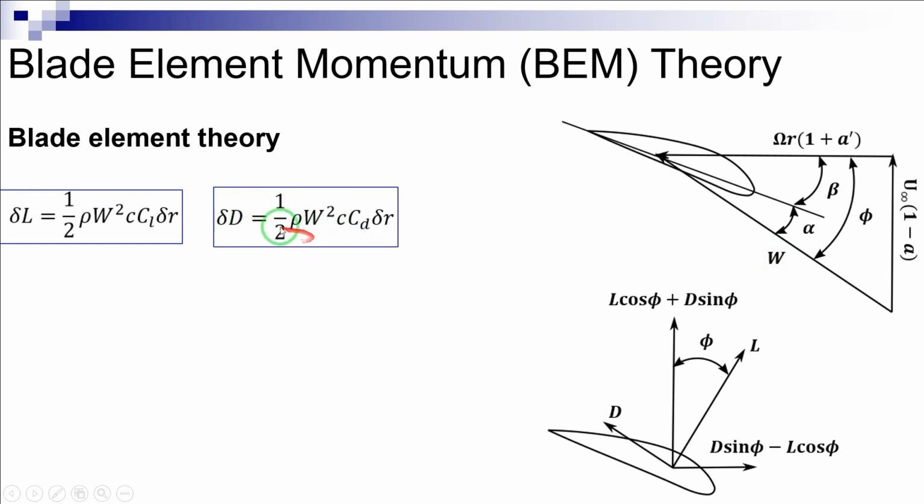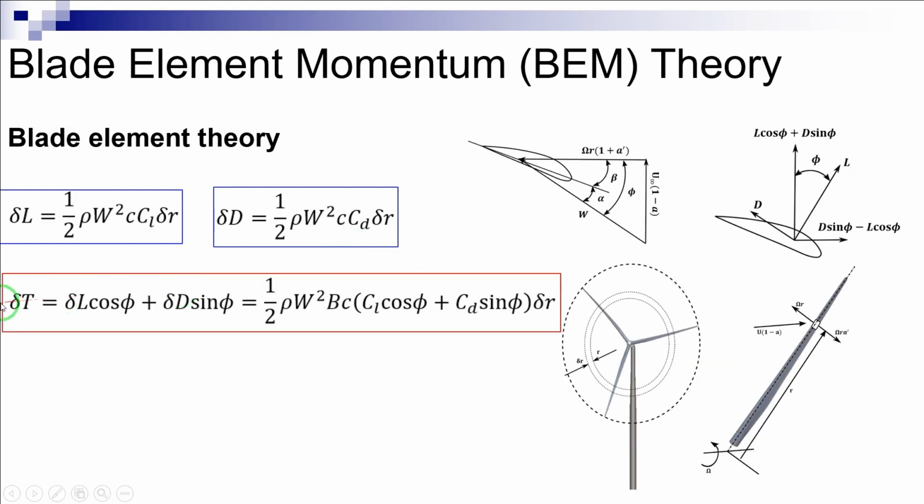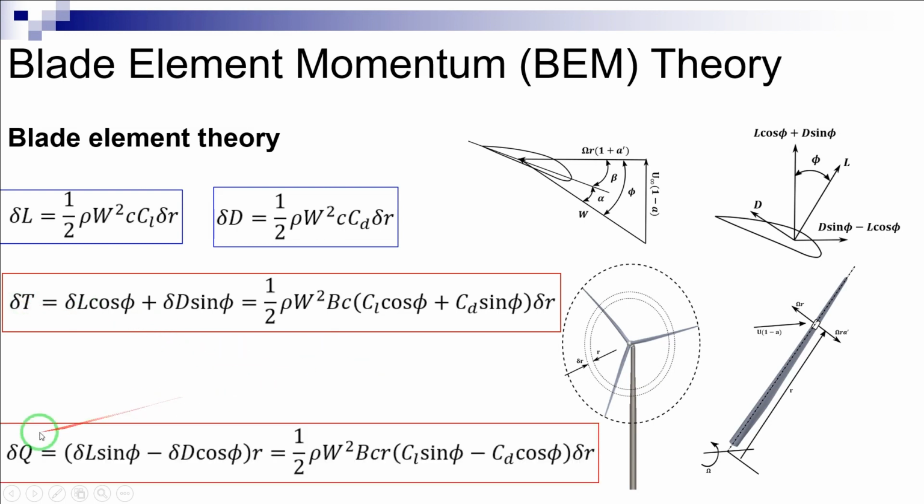this equation, delta D. Thus, the axial thrust force acting on an annular ring of the actuator disk is calculated using this equation based on the lift and drag forces, delta T, as shown here. In the same manner, the torque acting on an annular ring of the actuator disk, delta Q, is estimated based on the lift and drag forces acting on a blade element.